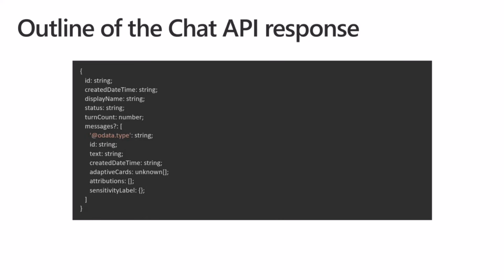And then you can also get information about the sensitivity of the data that you get back from Copilot through the sensitivity label section of the response. And you will see it in action soon in the demo.